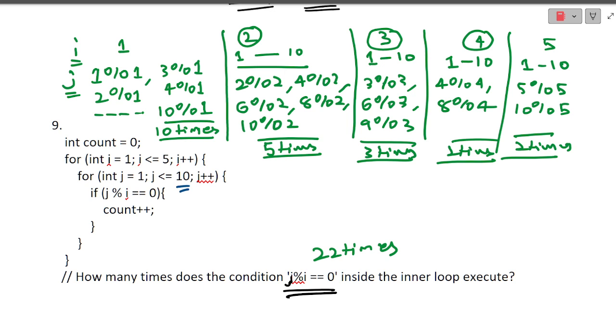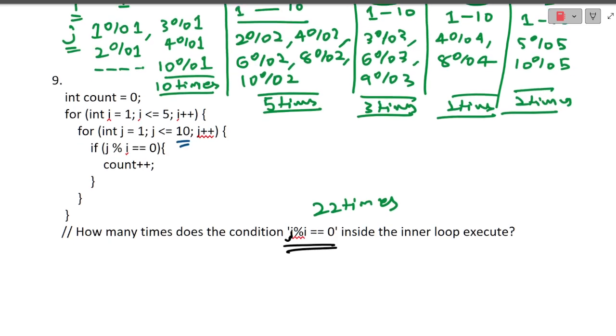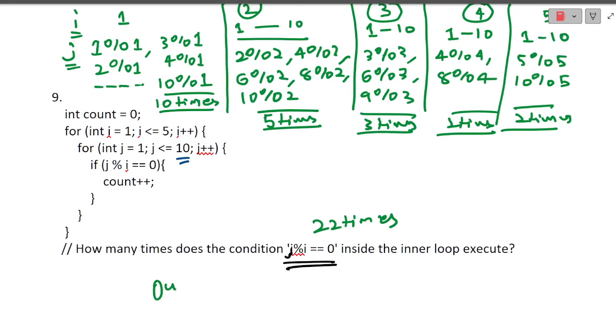Now you need to mention in the comment section how many times my outer loop will execute and how many times my inner loop will execute. Here I have only mentioned how many times this condition will become true in my inner loop. Now you need to write down in the comment section how many times my outer loop and my inner loop will execute, irrespective of whether the condition is true or not. Okay, let me see.